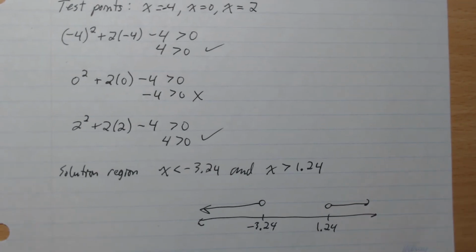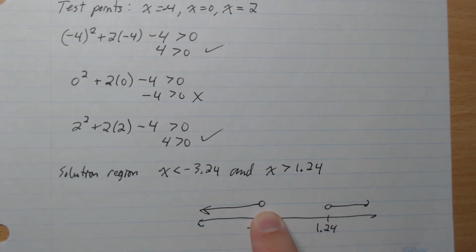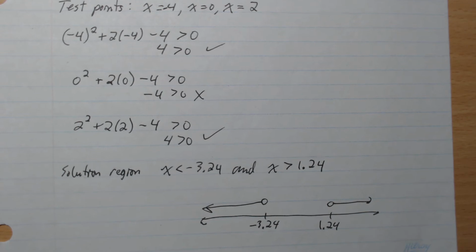And so graphically, this is what it looks like here. Less than -3.24 or greater than 1.24 like that. And so that is the solution region. And notice that it's an empty hole here because you're not allowed to be equal. If it's equal, you fill that hole up.